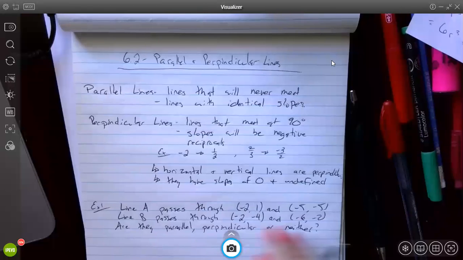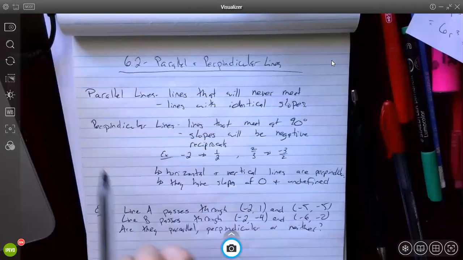Good morning, guys. Today we're going to be doing a lesson about parallel and perpendicular lines, more specifically the slopes of parallel and perpendicular lines. This is a really short and easy lesson, so let's just get right into it. Okay, so this is lesson 6.2.